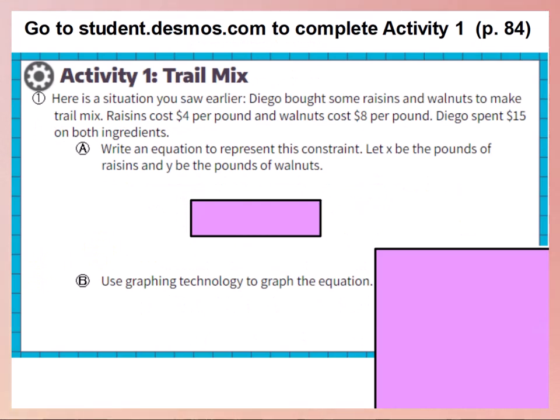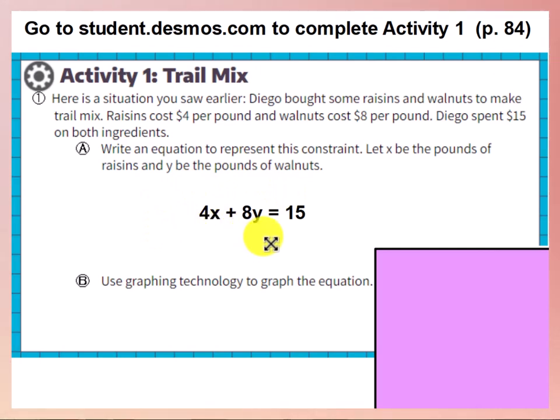All right, using that same situation, write an equation to represent this constraint. Let X be the pounds of raisins and Y be the pounds of walnuts. So you've got to identify, we've already highlighted important information, read through and understood the problem. So we've been using X for raisins, just like they ask us to, and Y for walnuts, so we can write that equation. $4 times the amount of raisins, X, plus $8 times the amount of walnuts, Y, equals exactly 15. So use this equation, put it into Desmos, and we're going to graph it.